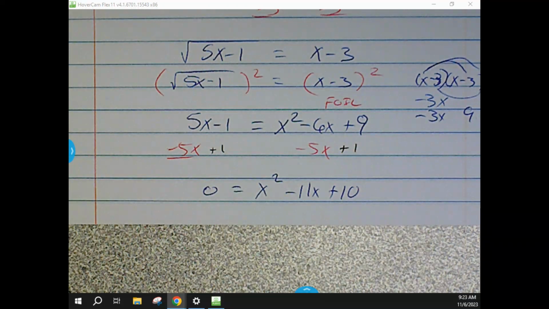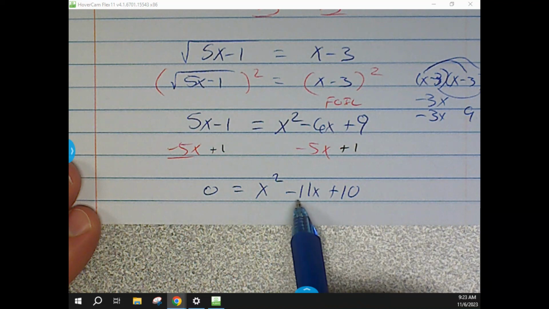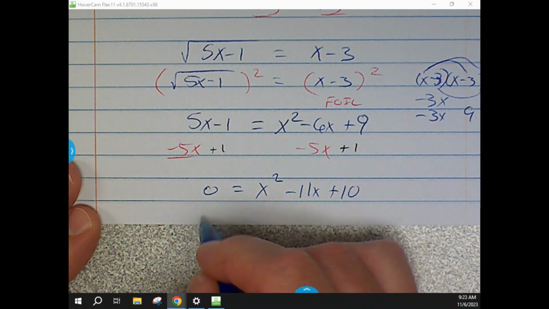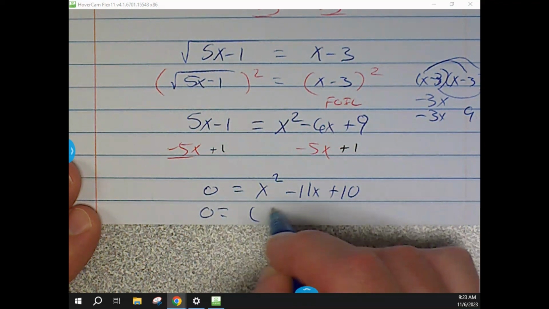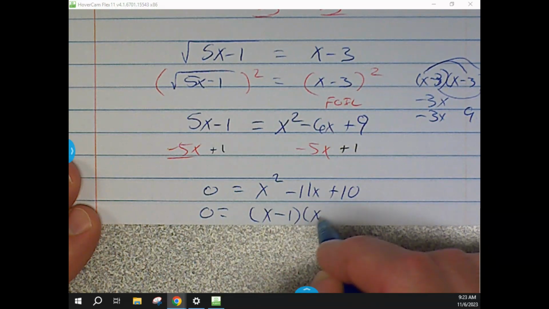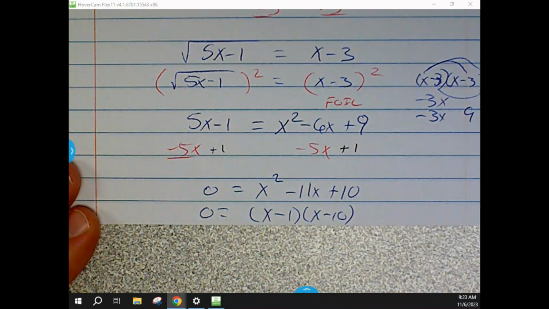So this is still where we're doing some other examples. We're still going to go ahead and factor. And the good news for this one is the factoring is easy. The factors of 10 that will get us 11 will have to be 1 and 10. In this case, they both should be negative, so that's going to be x minus 1 and then x minus 10.